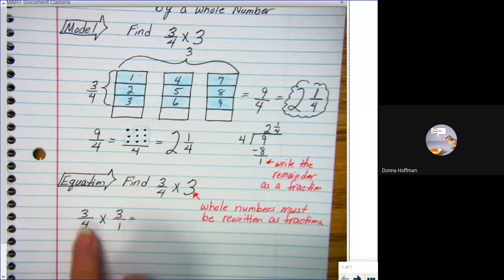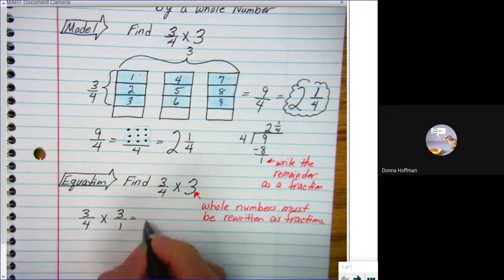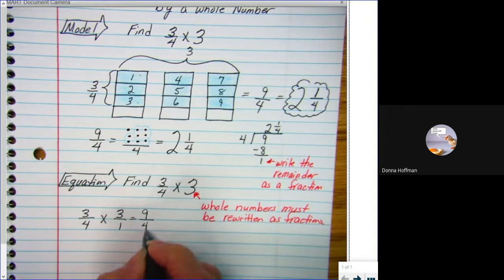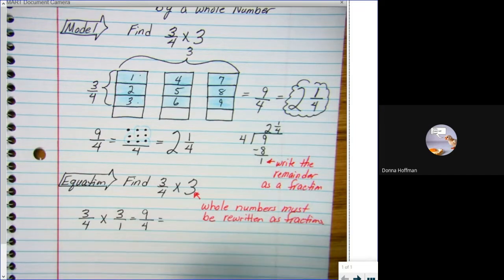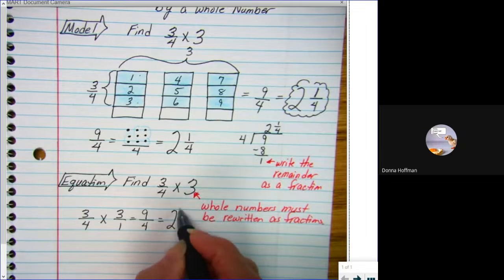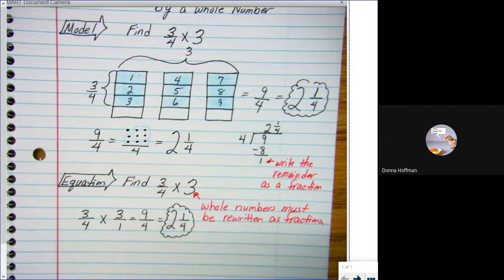So once again, we look for cross reduction using greatest common factor. I don't have any right now, so this is 3 times 3, which is 9, and then 4 times 1, which is 4. And once again, we have 9 pieces. When it takes 4 pieces to make a whole, how many wholes can we make? 2 wholes with 1 piece left over when it takes 4 pieces to make a whole. And that's our final answer.